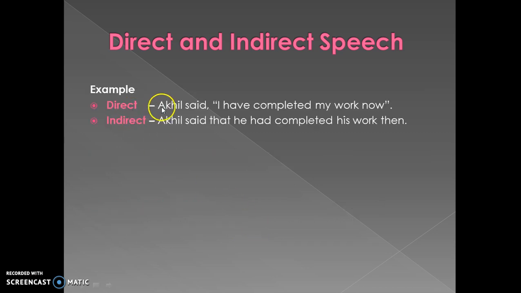Example: direct speech, Akhil said, "I have completed my work now." Note how it is written in the indirect speech. Akhil said that he had completed his work then. Now let us note the differences between this direct and indirect speech.